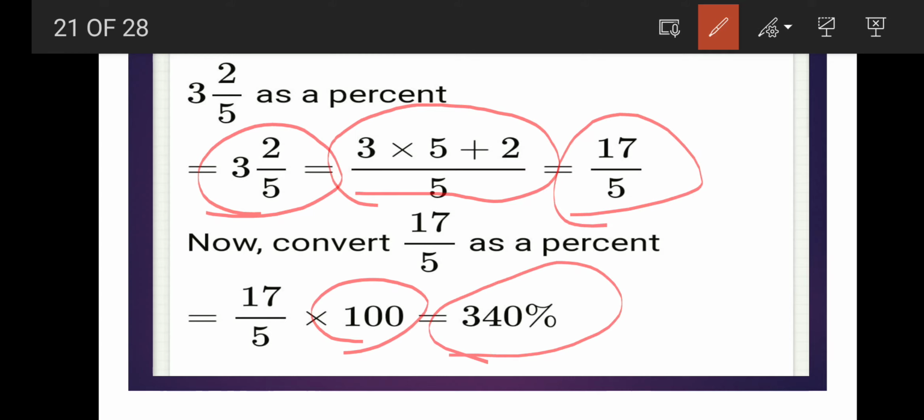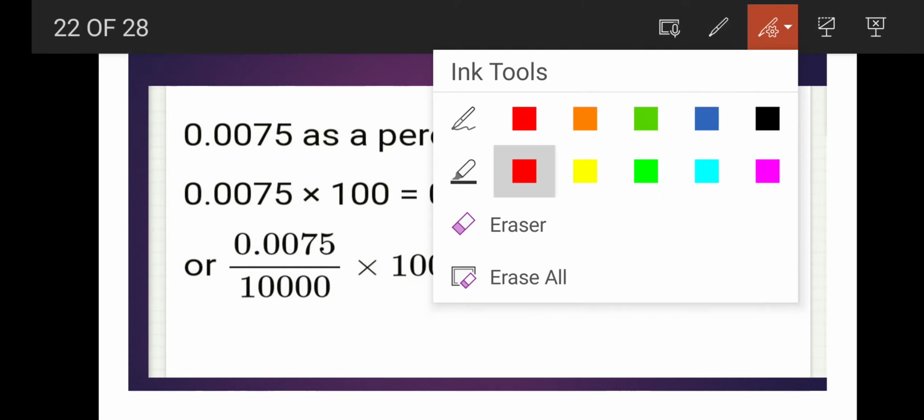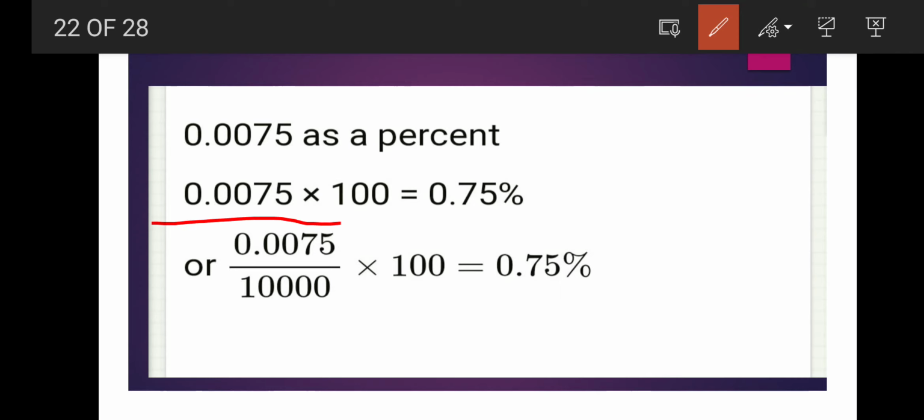Okay. Now next, 0.0075 as percent. Very simple. You know the rule. Multiply with 100. Multiplied with 100, you will get what? This answer. That's enough. Simply you can do.